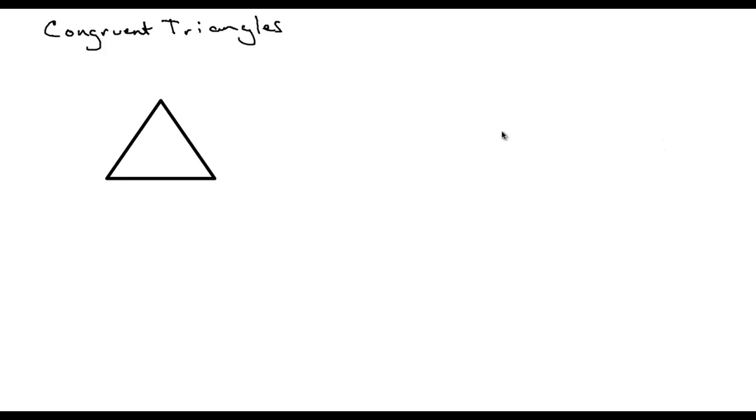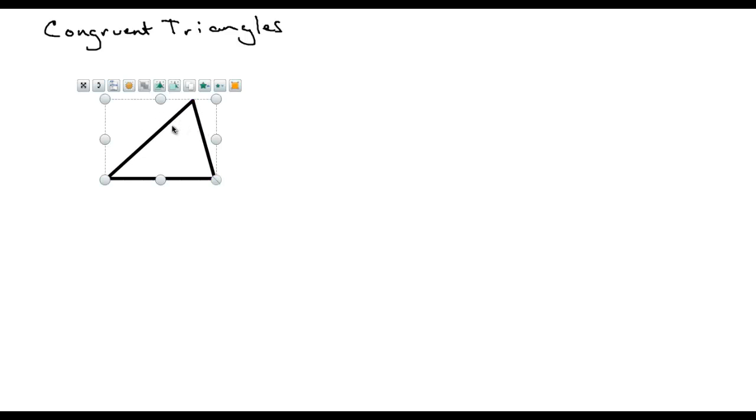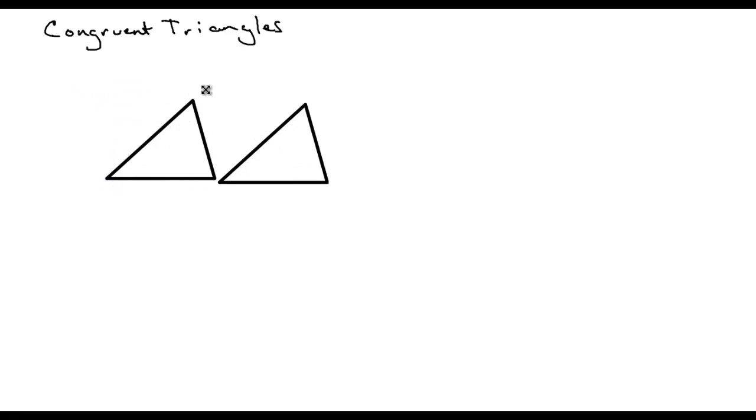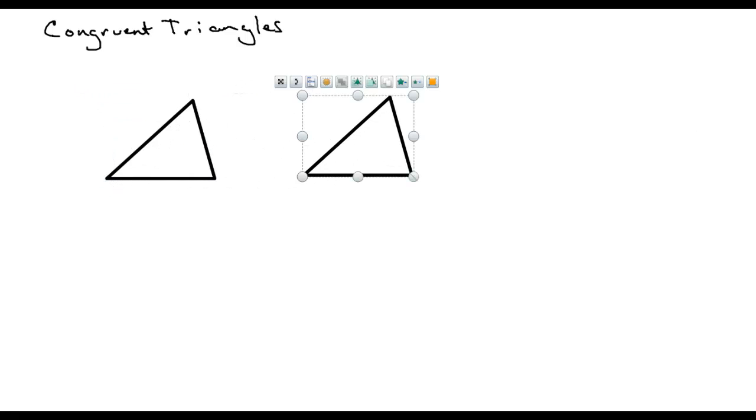Now, I'm going to start out with some triangles, and I'm going to draw two triangles that are congruent to each other. So as you probably guessed by now, I'm not going to draw two, I'm just going to duplicate. You're going to have to draw two, try to make them exactly the same as best you can. And I'm going to label them all, so this will be triangle ABC, and this is going to be triangle DEF.